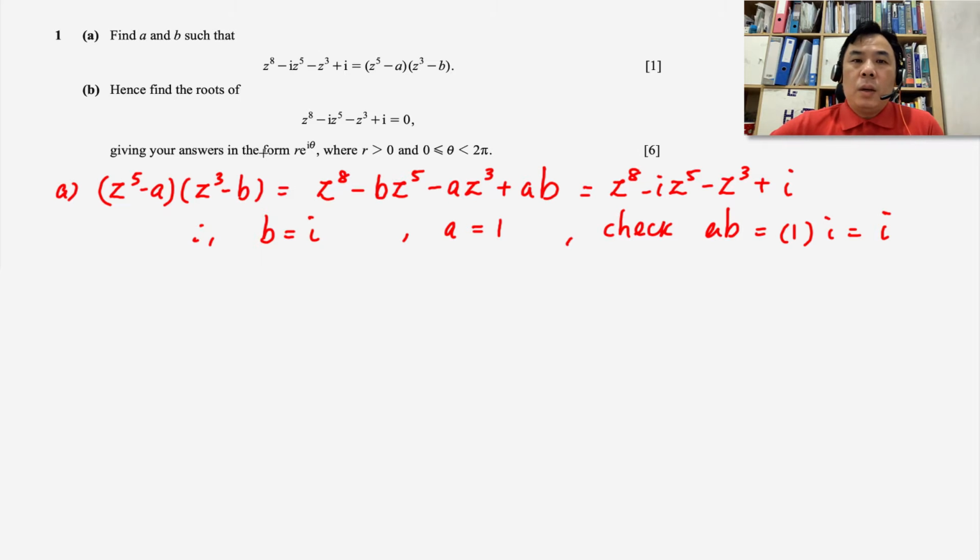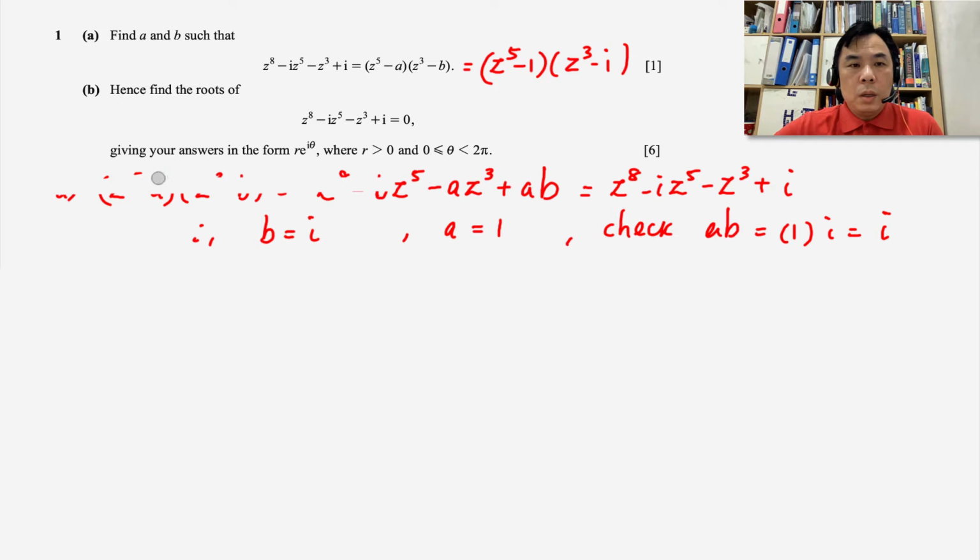Now, how would that look like? Basically, we know that. Let me clean up this one. I'm going to rewrite over here so that we can refer to that. So z^5 minus 1, and then this one will be z^3 minus i. Let me clean up all this here.